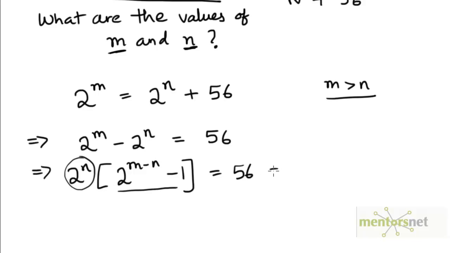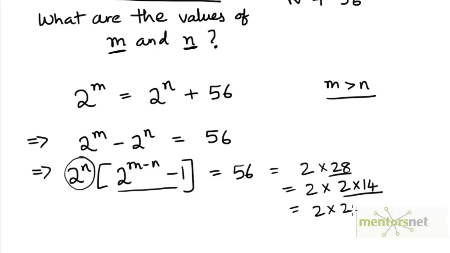So let's factorize 56 into its prime factors. 56 is 2 times 28, which can be written as 2 times 2 times 14. 28 can be written as 2 times 14. 14 can be written as 2 times 7. So 56 can be written as 2 to the power 3 times 7.